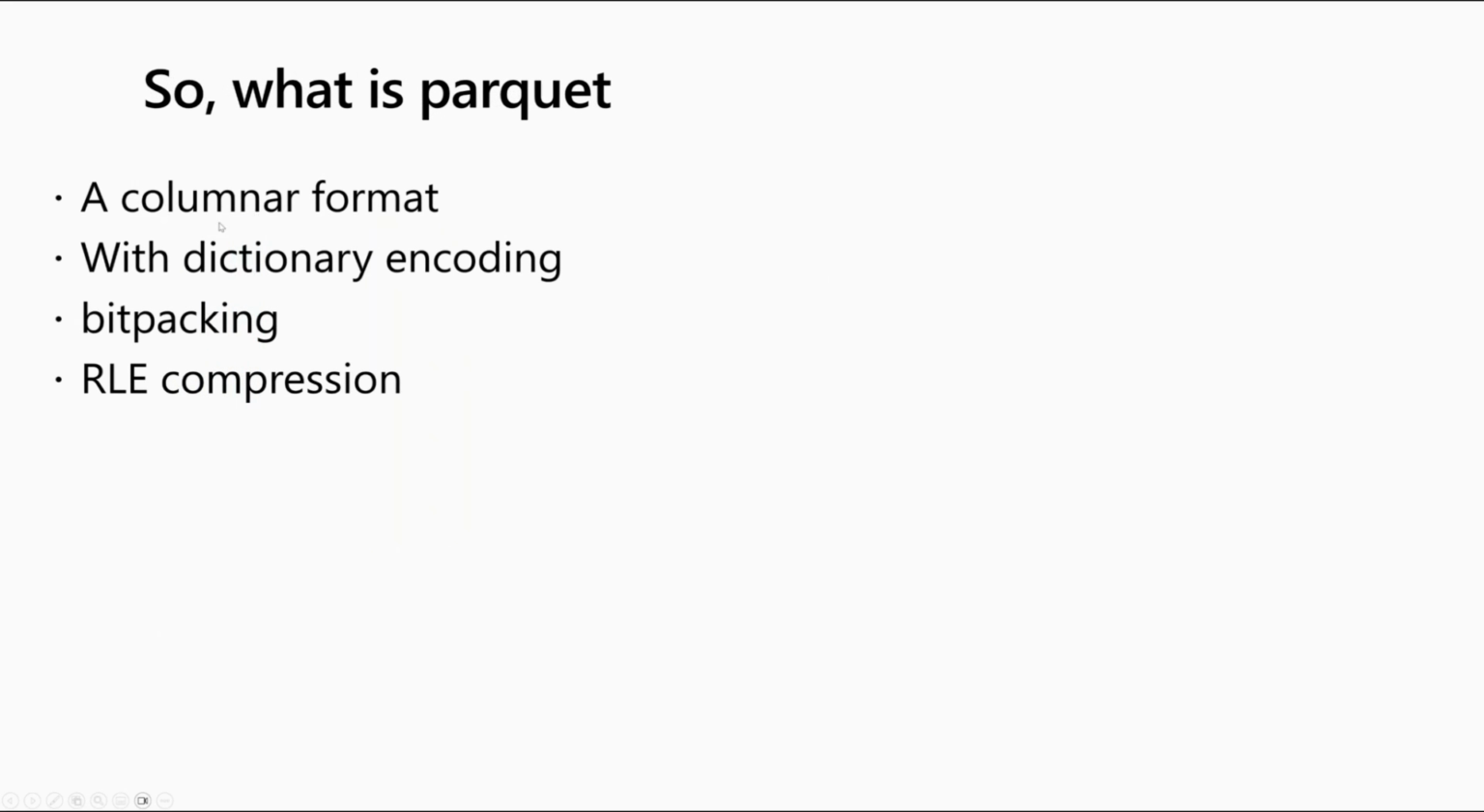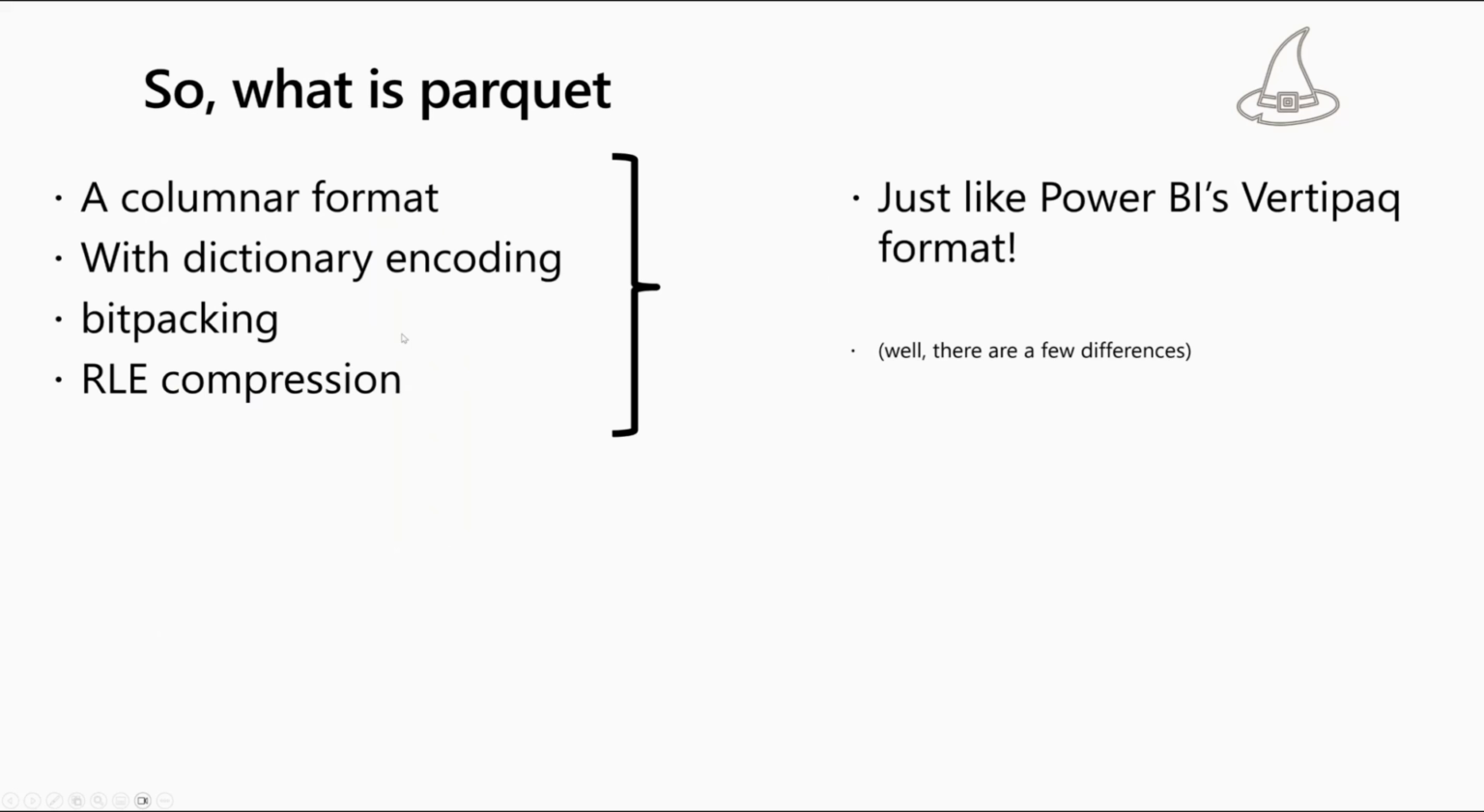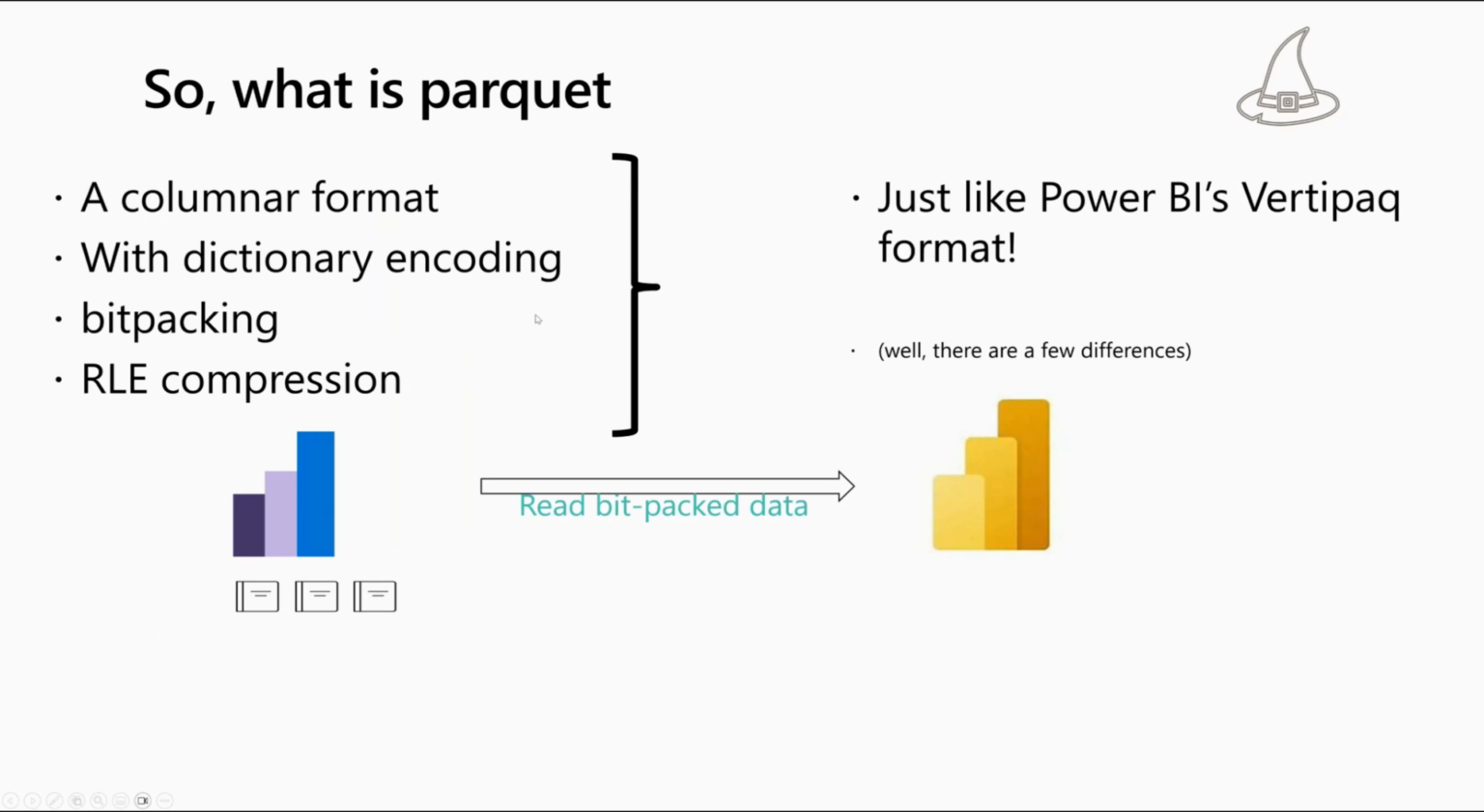Now, again, a columnar format with dictionary encoding and bit packing and RLE compression. Those of you who may have spent time over the last 10 years to learn a bit about how Power BI works will discover that this is very much just like the Power BI vertipac format. Yeah, there are a few differences, but they're not dramatic. So now, given that Power BI vertipac also has column encoding and data length compression and bit packing, converting from parquet to vertipac is actually quite easy.